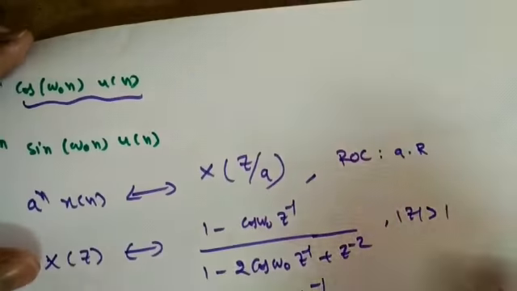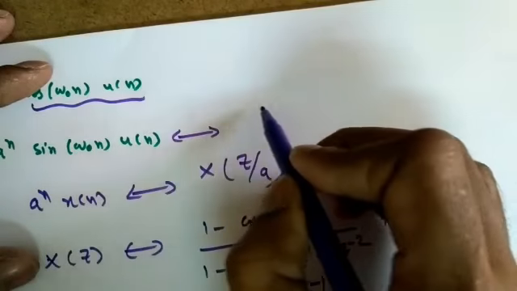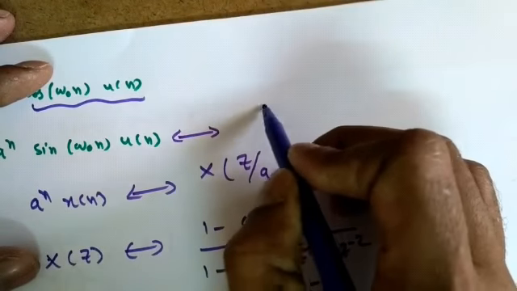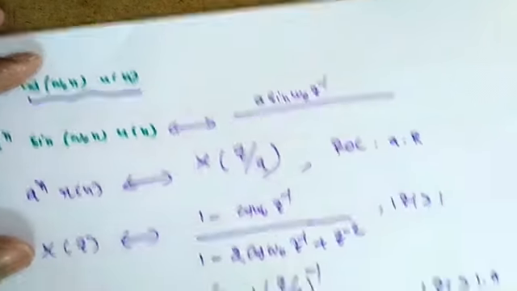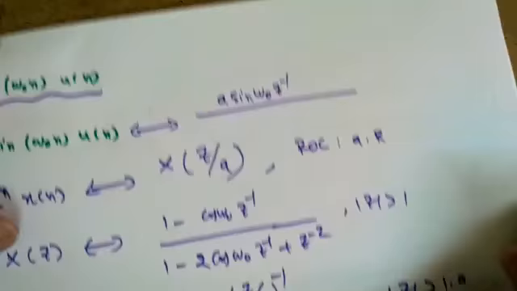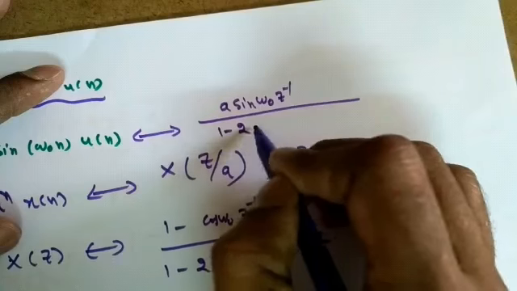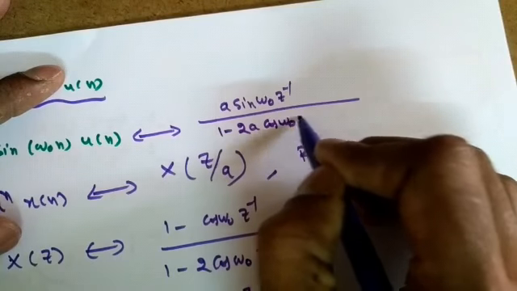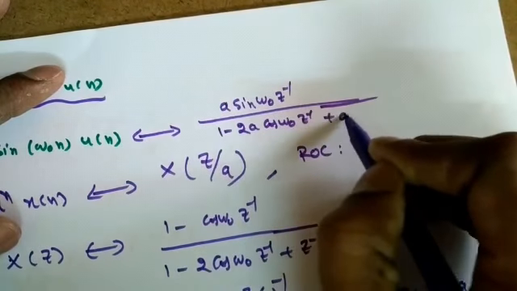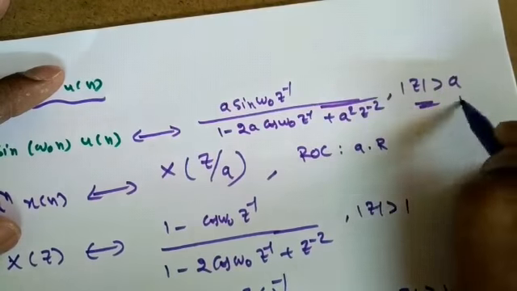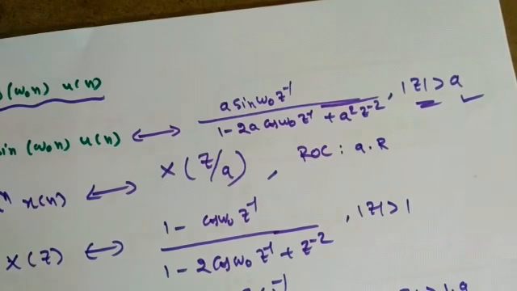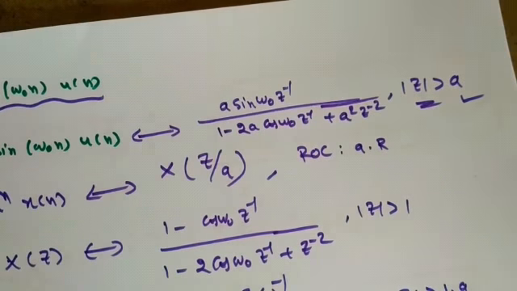So this is about this a power n. Now I'll write directly for this one. See here, sine omega naught into z inverse. So we'll get a sine omega naught z inverse. The denominator as it is, we have to write like this: 1 minus 2a cos omega naught z inverse plus a square z inverse 2, and mod z is greater than a. So this is about these two problems.